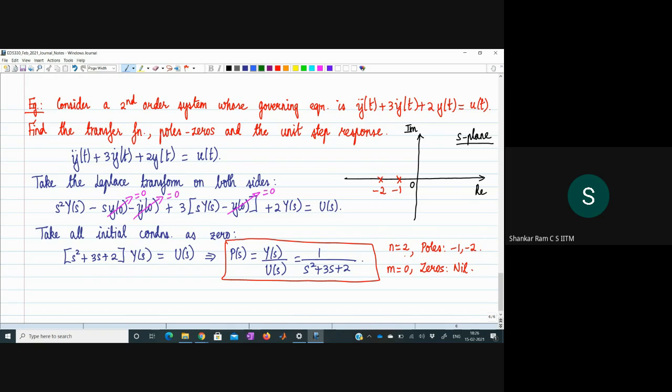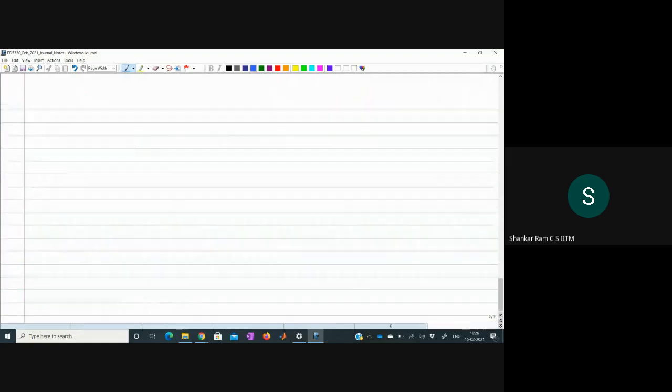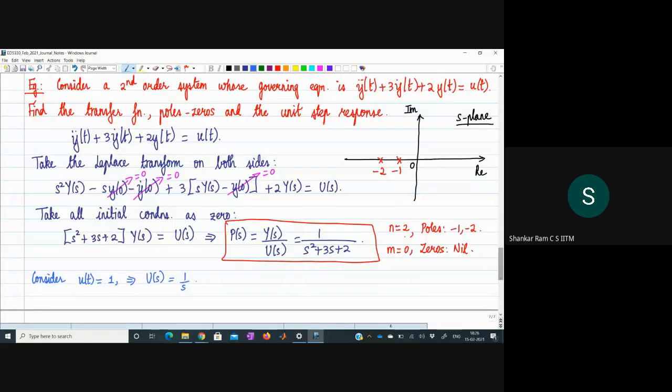Okay, so that's essentially the transfer function. Okay, so now we need to find the unit step response, right? We have found the poles and zeros, so we need to find the unit step response. So we essentially consider u(t) to be equal to 1. So then this implies that U(s) becomes equal to 1 by s, right? So if we do this, now we can go ahead and calculate Y(s).